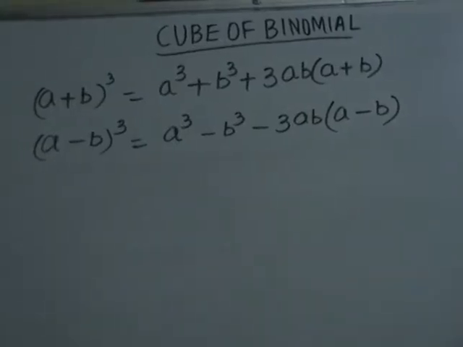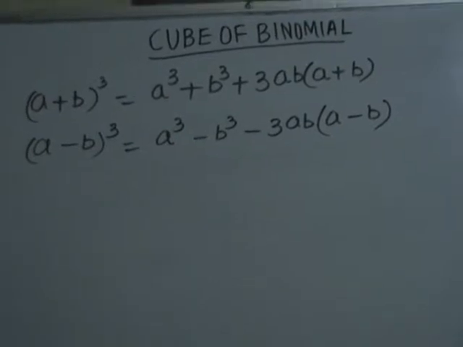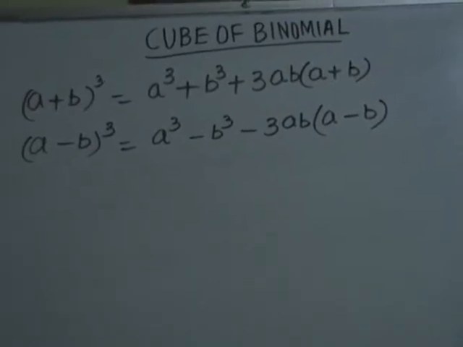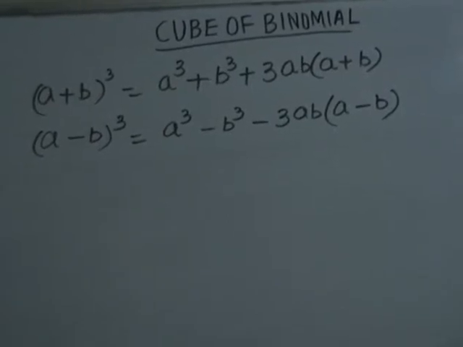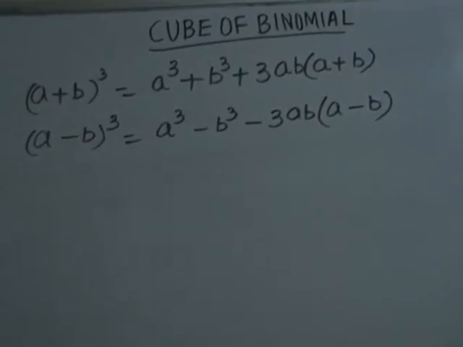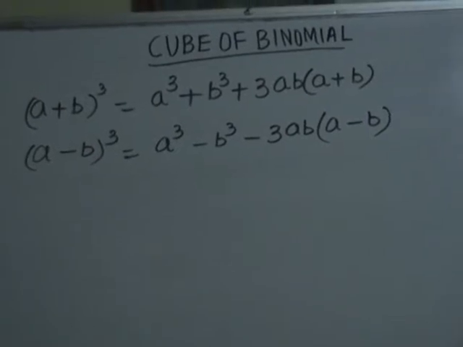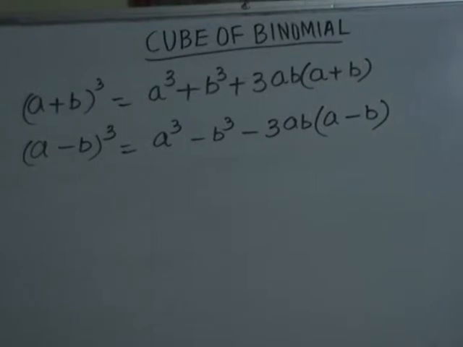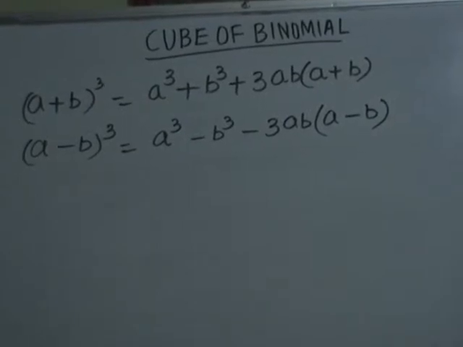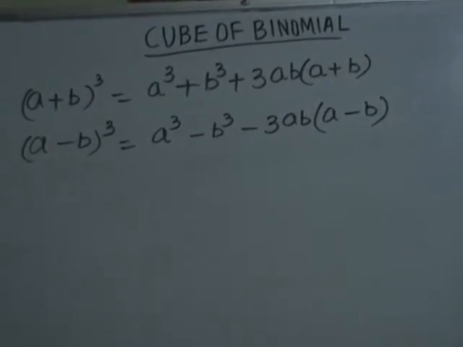We have earlier seen the square of the trinomial. Now let us see the cube of the binomial, which is (a + b) whole cube is equal to a cube + b cube + 3ab(a + b), and (a minus b) whole cube is equal to a cube minus b cube minus 3ab(a minus b).